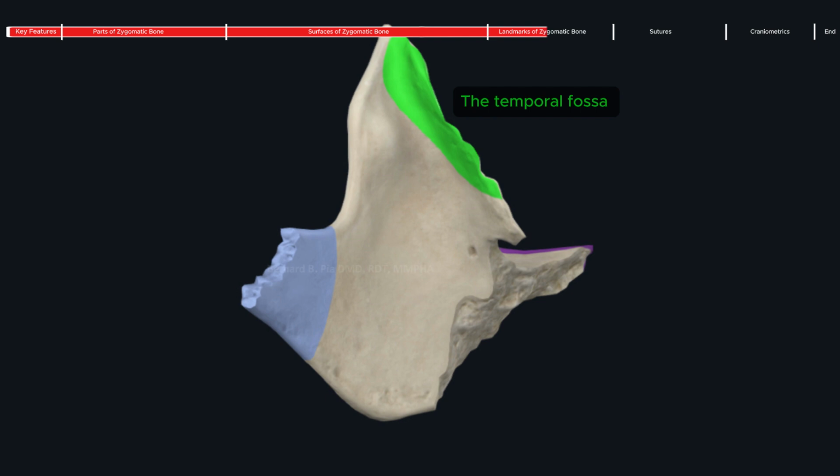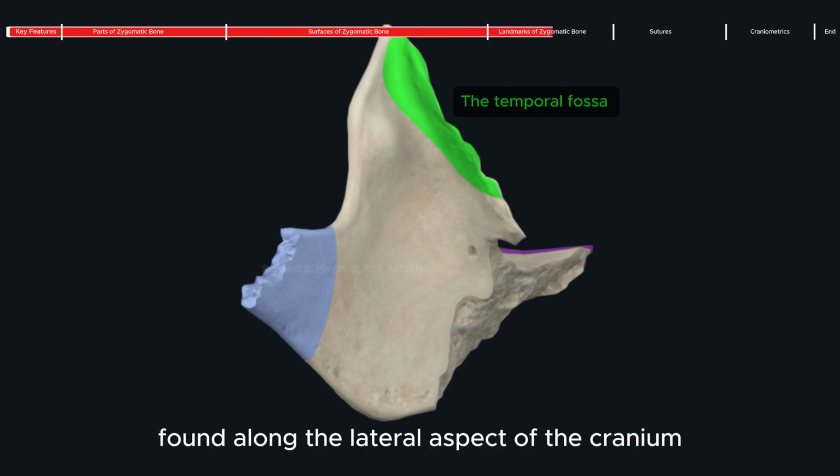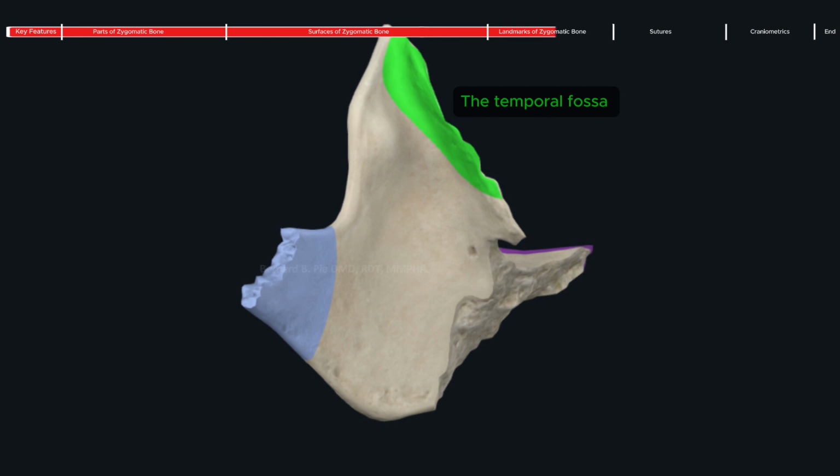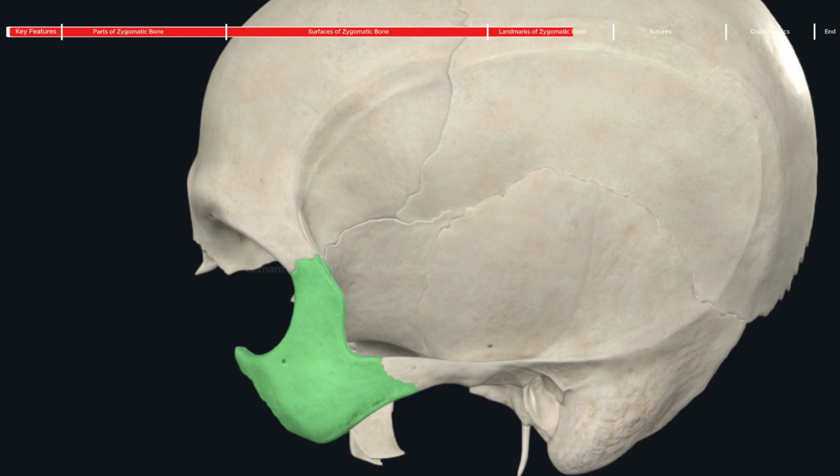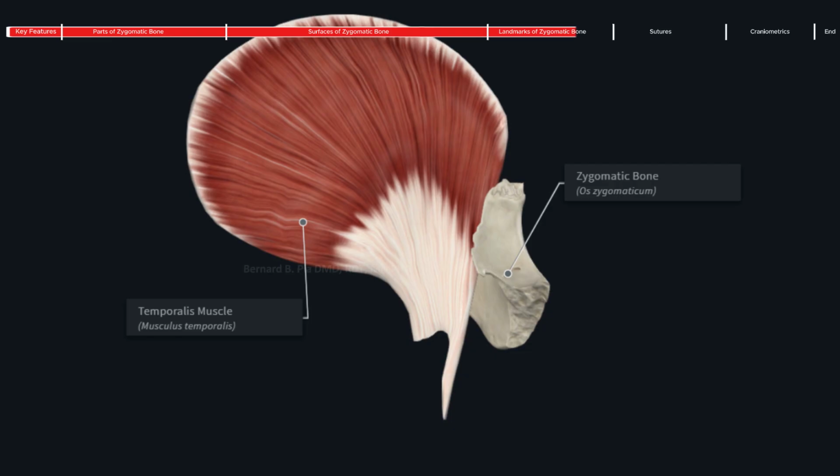3. The temporal fossa is the large, shallow depression found along the lateral aspect of the cranium. It is formed by the frontal, parietal, temporal, sphenoid, and zygomatic bones. The temporal fossa is continuous inferiorly with the infratemporal fossa, consists of the pterion, and provides an origin site for the temporalis muscle.